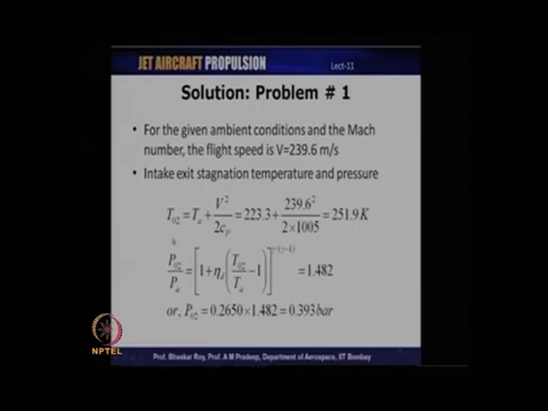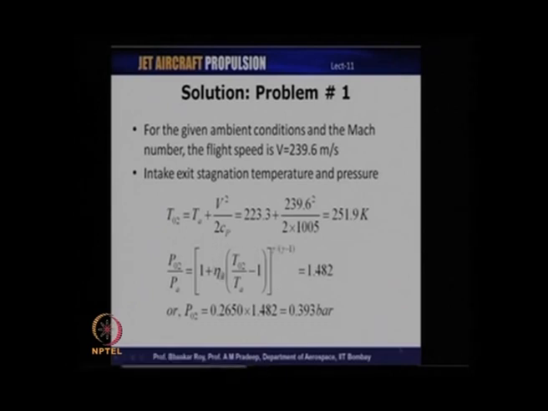Now similarly, the stagnation pressure is related to the stagnation temperature through the isentropic efficiency of the diffuser. So P02 by PA is equal to 1 plus diffuser efficiency multiplied by (T02 by TA minus 1), raised to gamma by gamma minus 1.